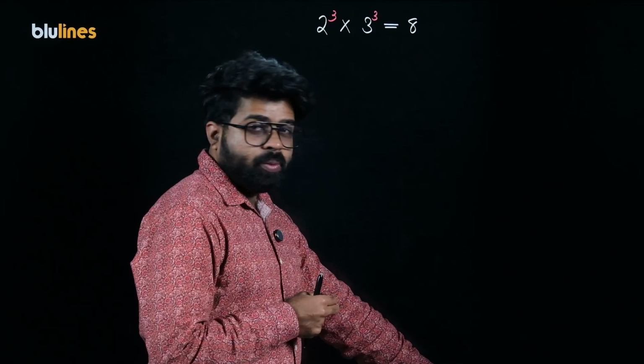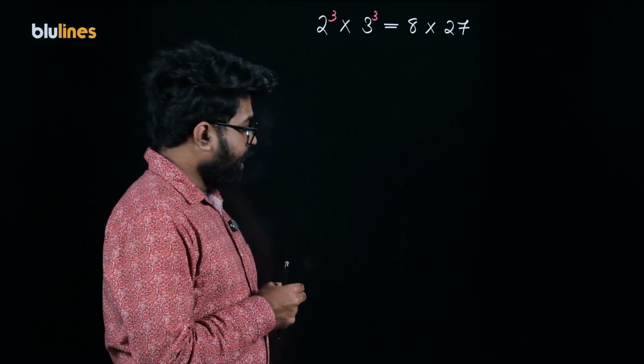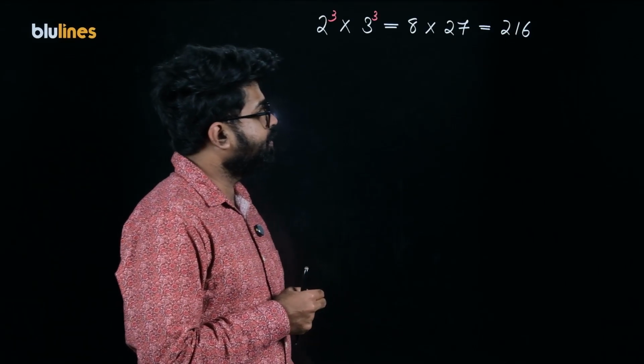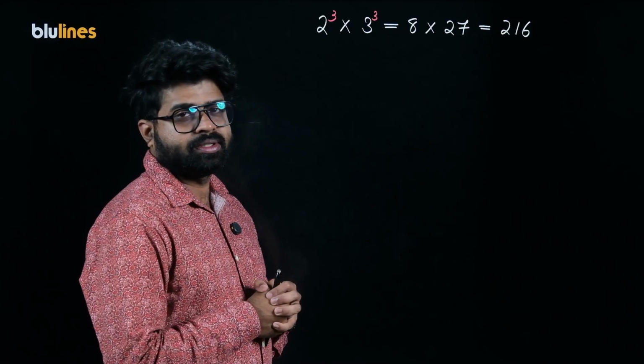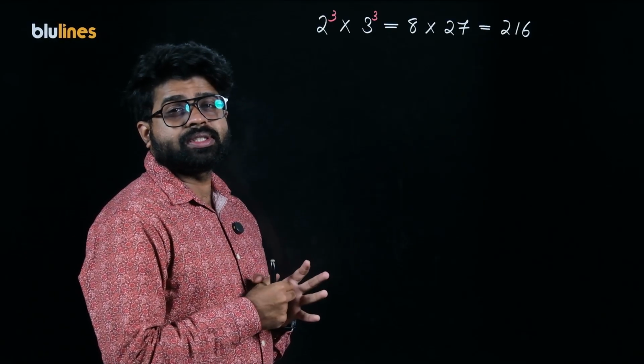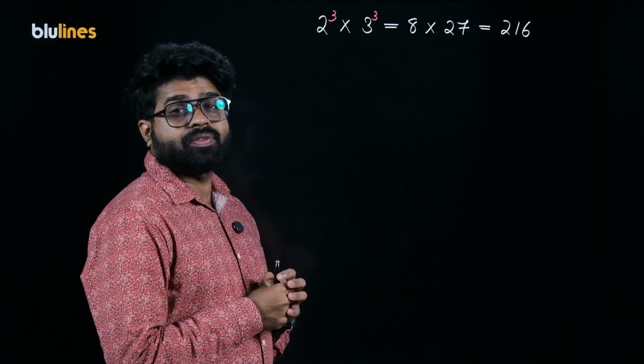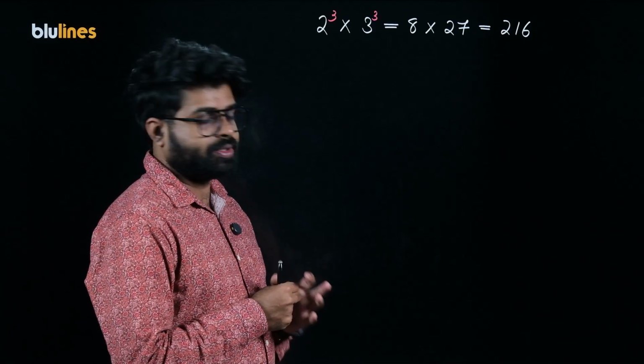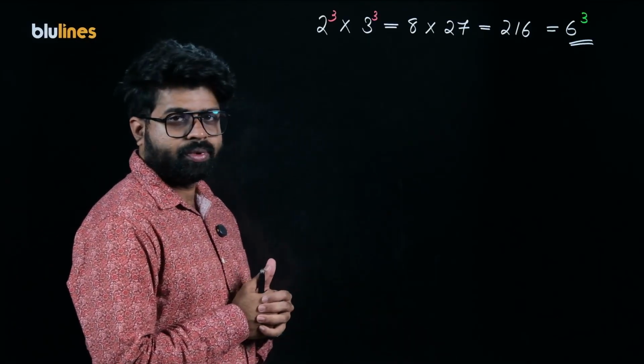We know that 2 cube is equal to 8 and 3 cube is equal to 27. If I find the value of 8 multiplied with 27, it is equal to 216. And what is 216? It's a perfect cube, the cube of 6. 6 cube is equal to 216. So I can write this as 6 cube.